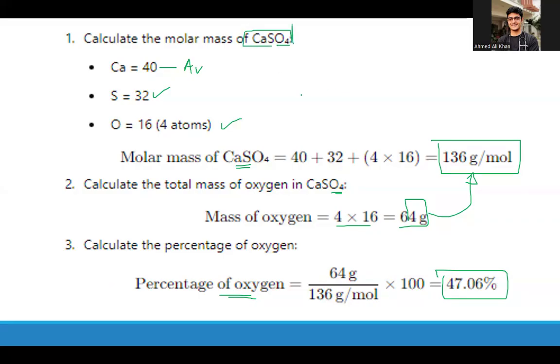So what if I'm told that I have a 50-gram sample of calcium sulfate, and I want to know what percentage of this 50 grams is oxygen? How will I do it, Rafi? How will I calculate? Of 50 grams, how many percent is oxygen?